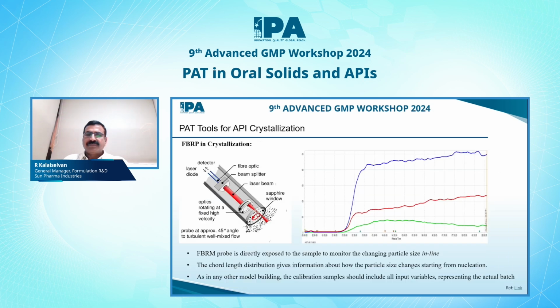Next slide. The final one, this is the PAT tool for API crystallization. This is FBRM in crystallization. It measures the particle size by introducing the probe directly into the sample during crystallization, and the chord length distribution gives the information about the particle size. The detailed information is given in the guideline, and you can ask your questions in the interest of time.